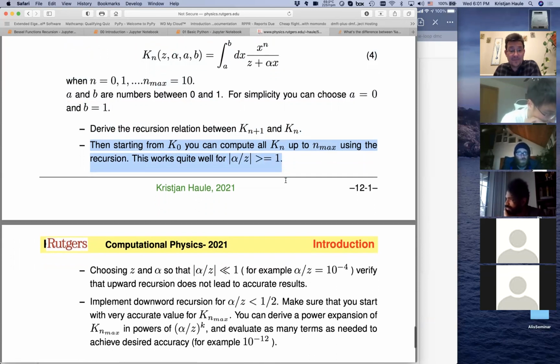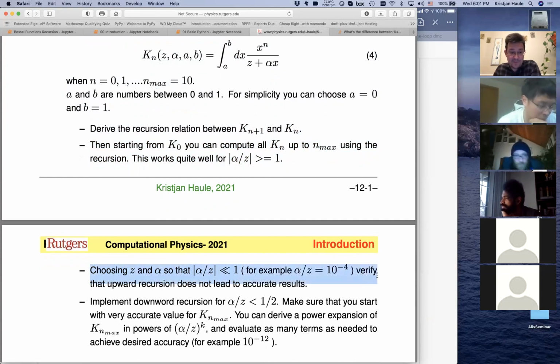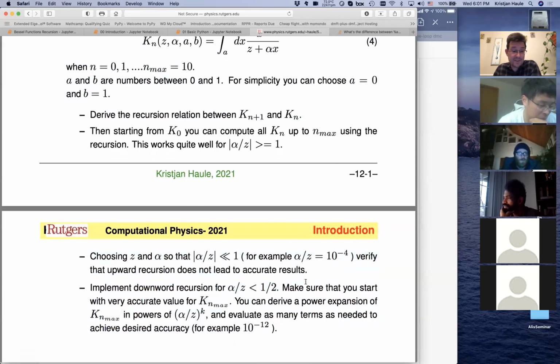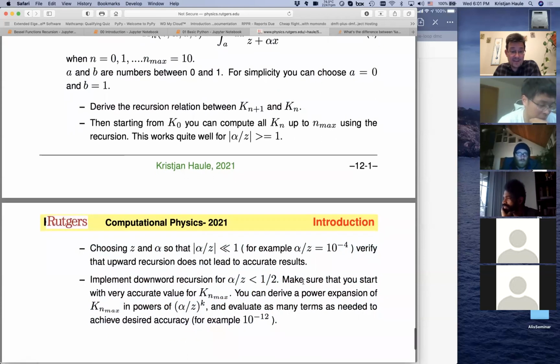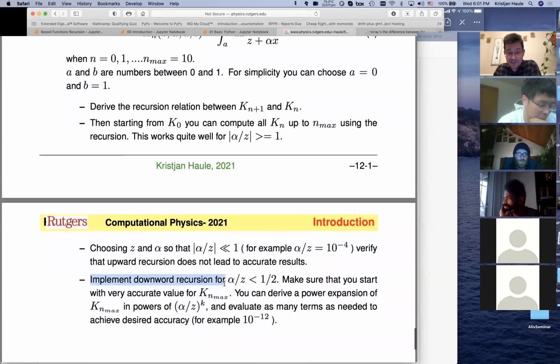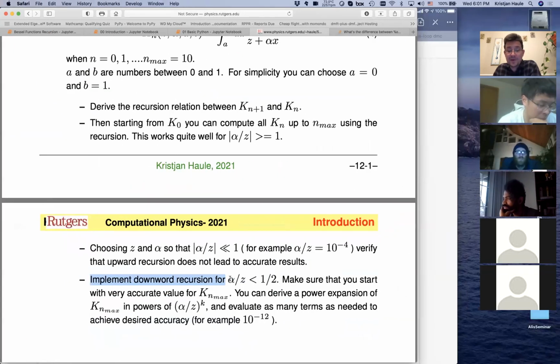However, if alpha over z is of the order of 1, it's still okay, this works. But if it's much smaller than 1, let's say 10 to the minus 4, we will see that this recursion does not work. It's actually pretty disastrous, similar to Bessel functions. And then in this case, we need to implement the downward recursion, very similar to before.